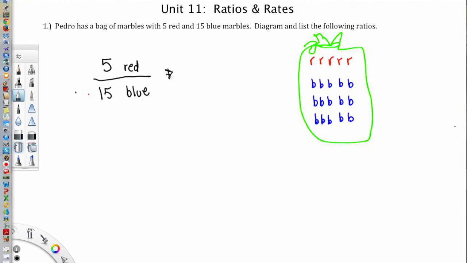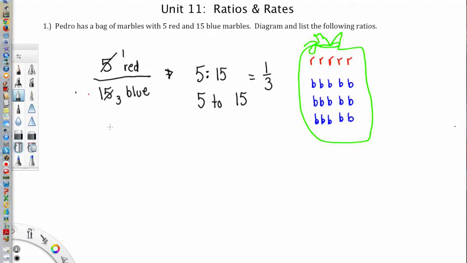We could write it using a colon, which would be 5 to 15. And we could even write it just out as a phrase, 5 to 15. These are all different ones. I like fractions because when we have a ratio set up as fractions, we can do a lot more mathematical things with it easier. Okay. For example, first thing I want to do is I want to simplify this. I can tell that 5 will go into 5 one time, 5 will go into 15 3 times. So this is really equal to a 1 to 3 ratio.